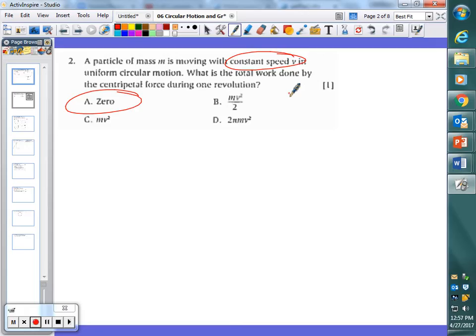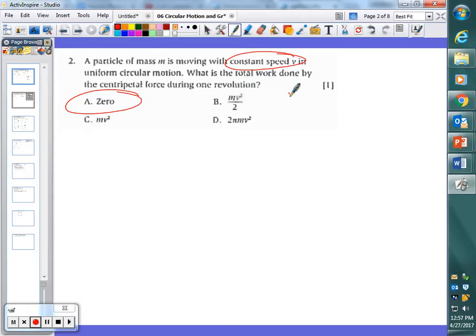But how is the velocity changing? It's changing in a circle. It's only changing direction. It's not speeding up or slowing down. Does that make sense? It's directionally accelerated. So it is a little confusing.